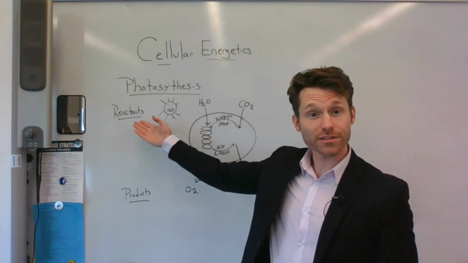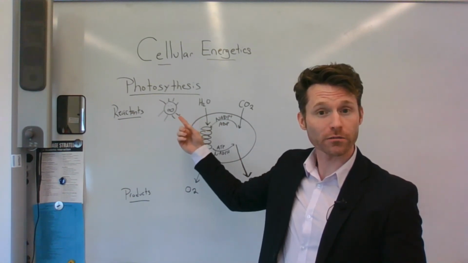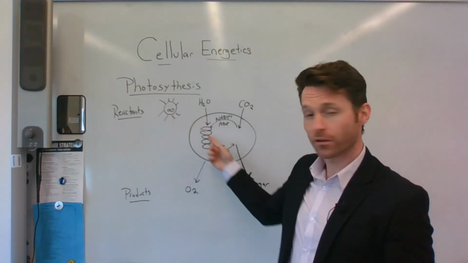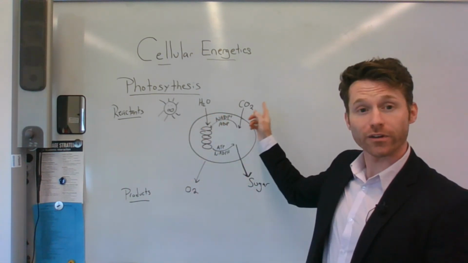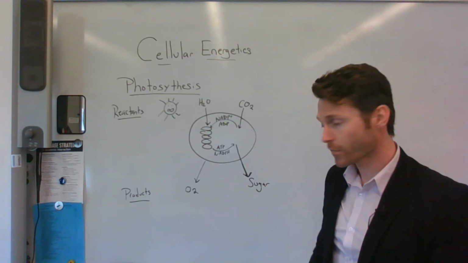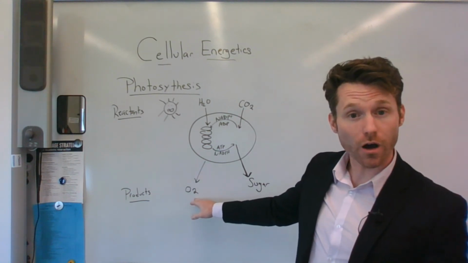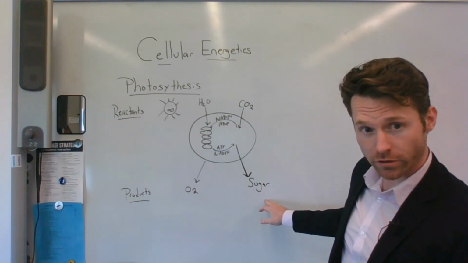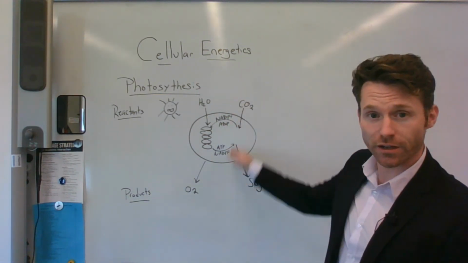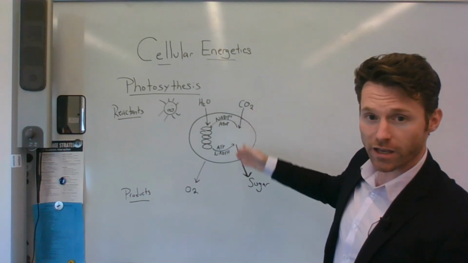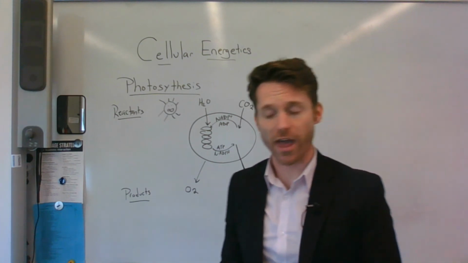We have our reactants that are going into this process. So I have my acute sun blasting light into the region. I have water going in, and I have carbon dioxide going in. Down here, we have the products, the things coming out. So we have the oxygen coming out, and we have the sugar coming out. Now, you'll notice that there are two distinct regions here. I have this side, and I have this side, because there are two distinct sets of reactions occurring.